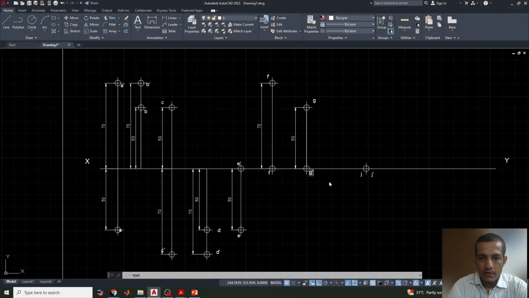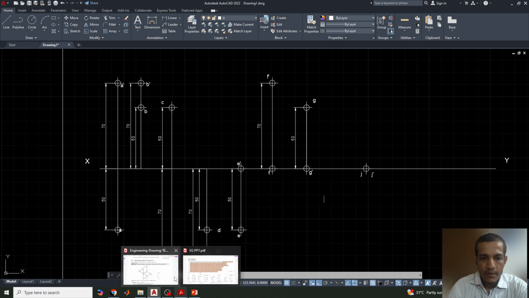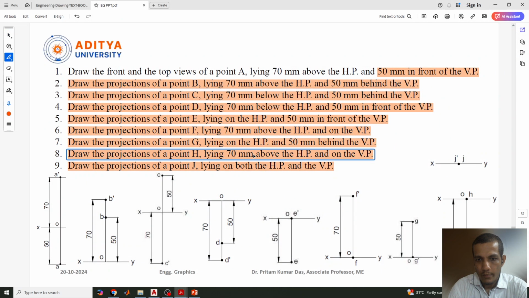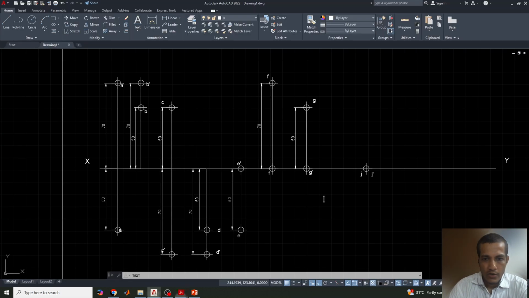Anyway, that question can be modified. This will be below HP actually. This is not above, this is below HP and on the VP. So below HP it will come down, and on the VP it will be on the horizontal plane itself. So one point will be below the HP and another point will be on the reference line. So the H can be drawn here.